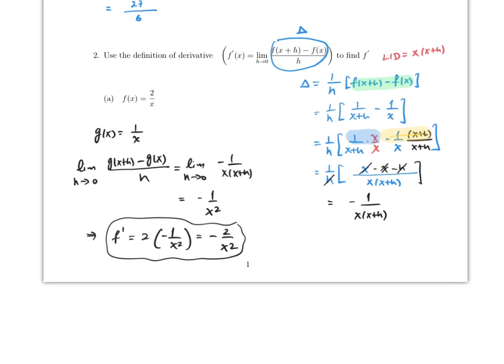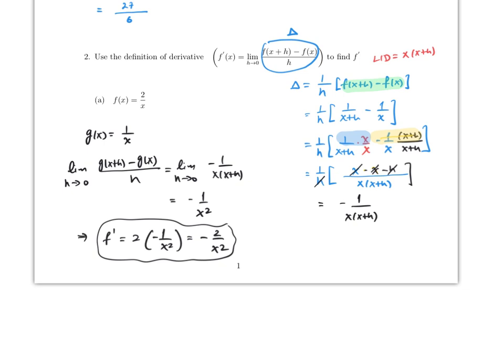Now, there's nothing that can stop you from checking with the easy way. Remember the easy way, which you need to know how to do anyways. f of x is equal to 2 times x to the minus 1. So you do it the fast way using the power rule. This will be minus 2x to the negative 2. And remember that this and these are the exact same thing.